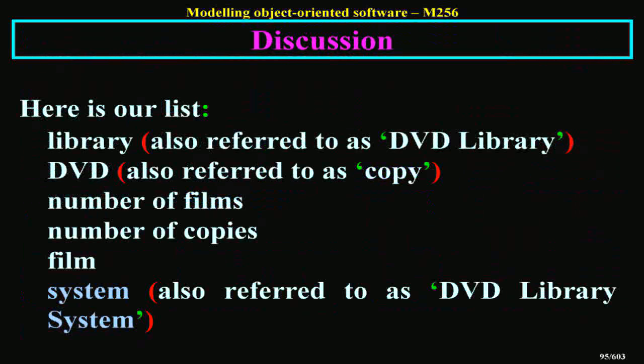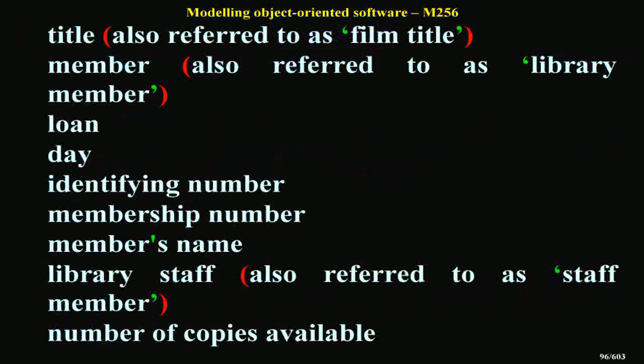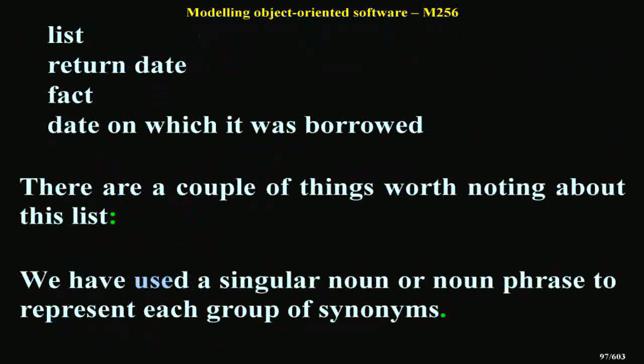Library, also referred to as DVD library; DVD, also referred to as copy; number of films; number of copies; film; system, also referred to as DVD library system; title, also referred to as film title; member, also referred to as library member; loan; day; identifying number; membership number; member's name; library staff, also referred to as staff member; number of copies available; list; return date; and the date on which it was borrowed.